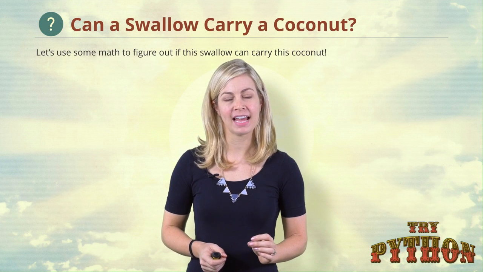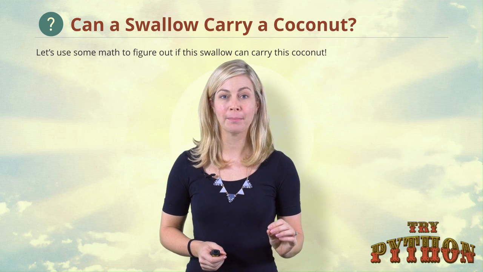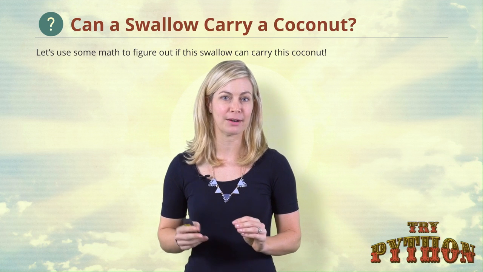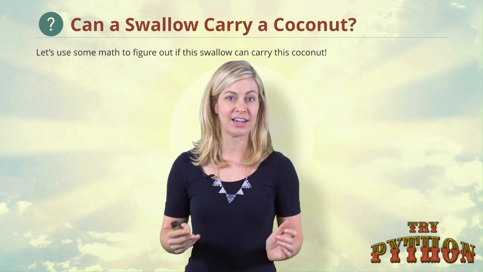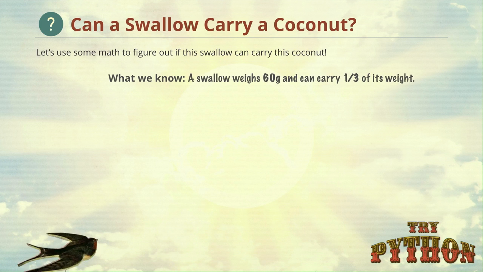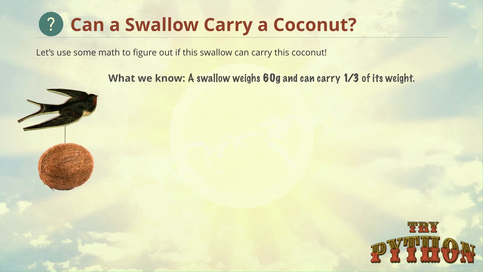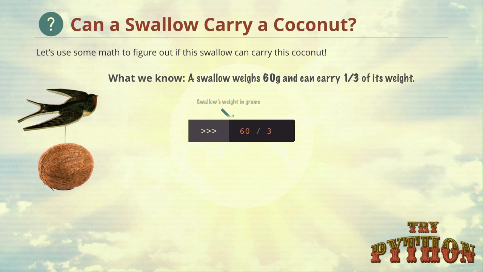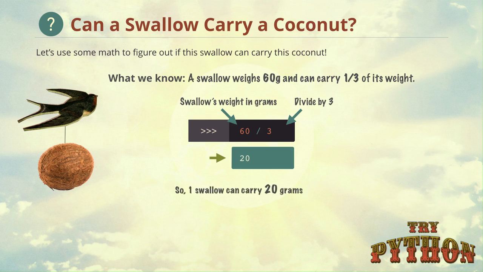Let's apply our Python math knowledge to a common math problem in the Monty Python world. Can a swallow carry a coconut? What we know is a swallow weighs 60 grams. And we'll assume that a swallow can carry a third of its weight, even though that's dependent on airspeed and other factors. If we divide 60 grams by 3, we see that a swallow can carry 20 grams.